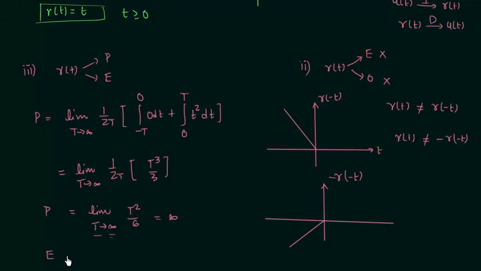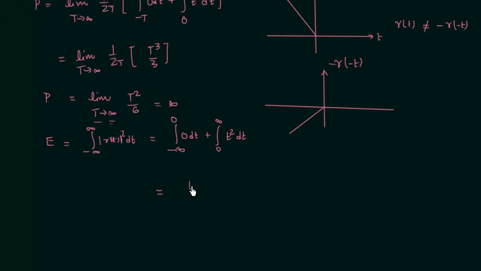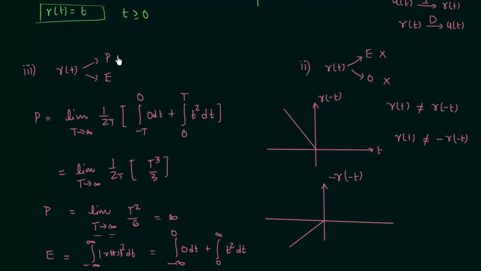Now we will calculate the total energy E, integration from minus infinity to infinity mod r(t) square dt. From minus infinity to 0 mod r(t) square is 0, from 0 to infinity mod r(t) square is t square, and performing the integration we will have t cube by 3. The lower limit is 0, the upper limit is infinity. Infinity minus 0 is equal to infinity, so the total energy is also equal to infinity, and we can say that the unit ramp signal is neither a power signal nor an energy signal.